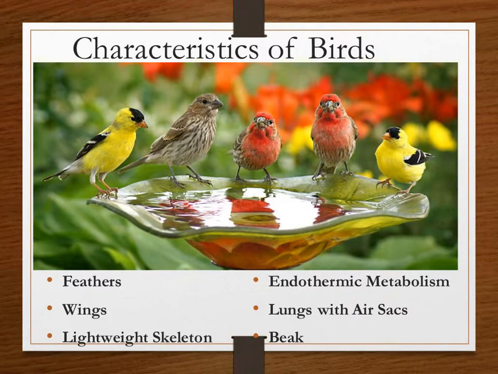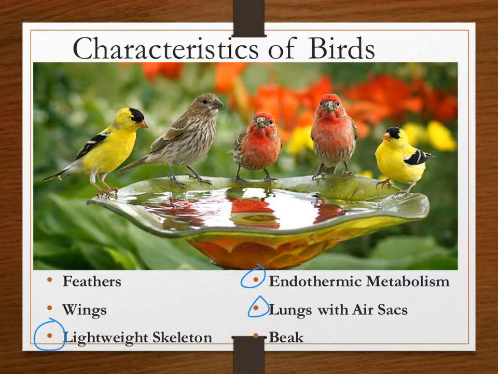Here are the 6 characteristics of birds. Now, the ones that I am circling, make sure that you leave some space after because we will be adding some things about each of those. So birds are going to be creatures that have feathers, wings, beaks. Those are some of the classic external structures that we see. And then they also have a lightweight skeleton, lungs with air sacs.